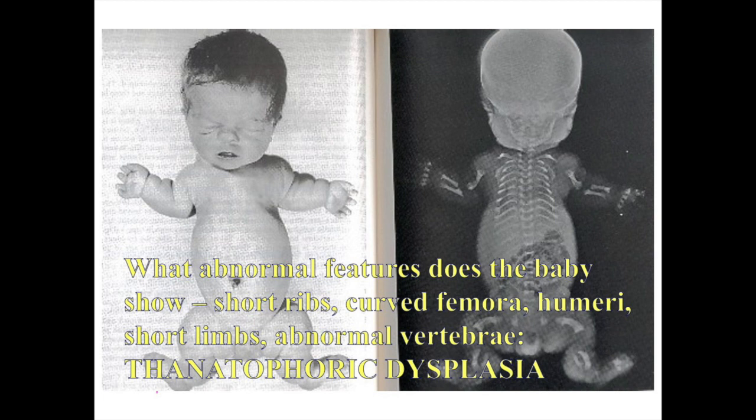Notice that the baby itself is dysmorphic. It has a long philtrum, a small mouth, low-set ears, some degree of hypertelorism. The fingers are quite widely separated.